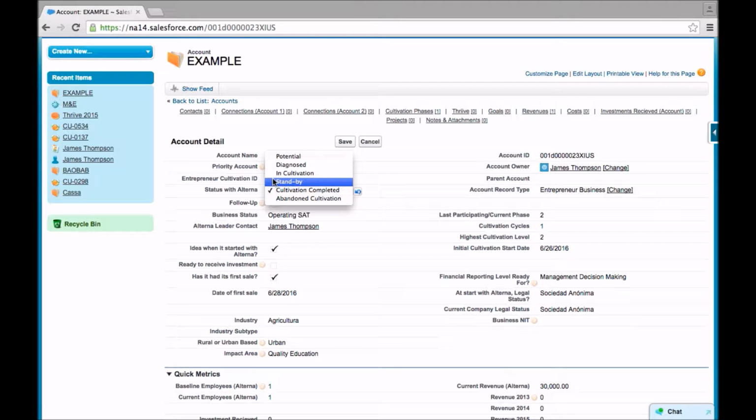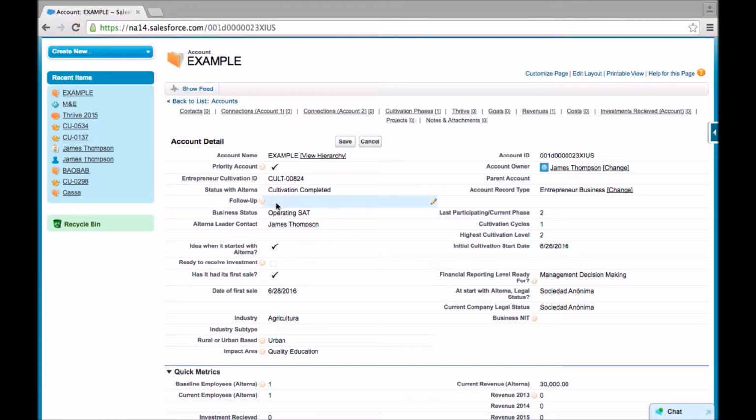The one thing that differentiates standby from abandoned cultivation is that standby means that they have the intention of finishing the cultivation eventually. Cultivation completed is just after they have gone through cultivation, they've completed it, they've finished the process, they automatically go into here. Once you say cultivation completed, it means we've finished the consultation part of our model with them. We still may be following up with them to see how their business is doing, but we still consider them in cultivation completed. Abandoned cultivation, if at any point during the process they decide that Alterna isn't for them, put them in abandoned cultivation.